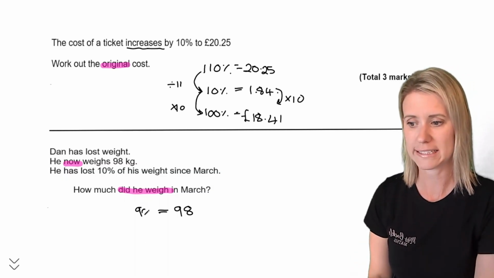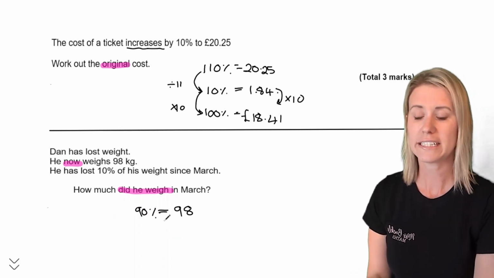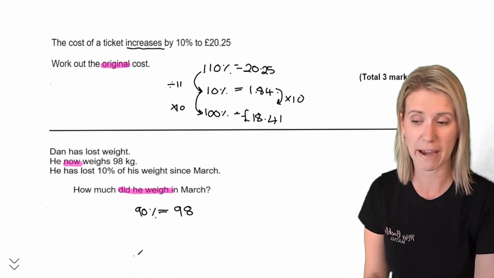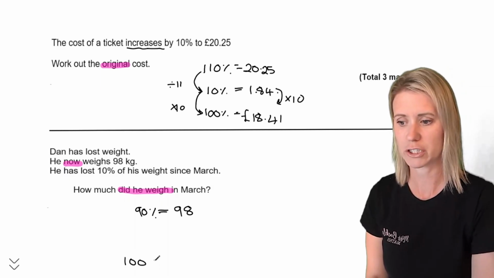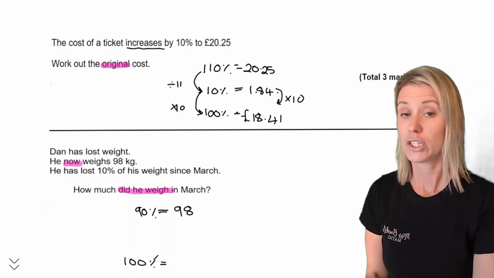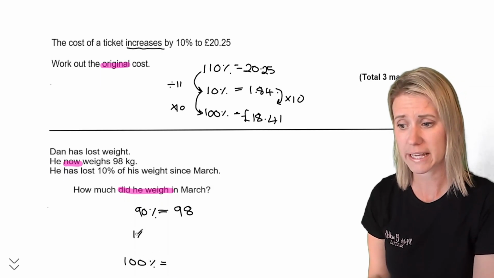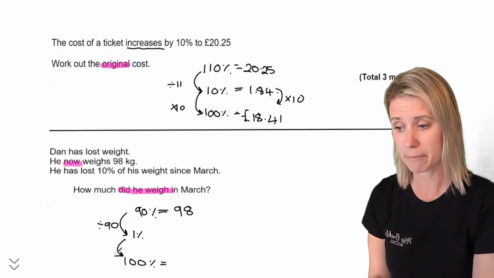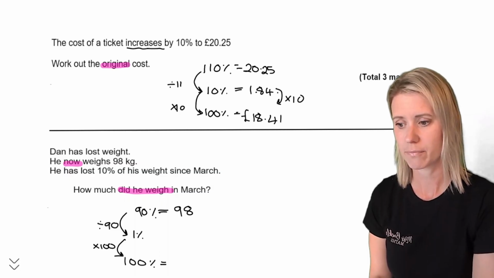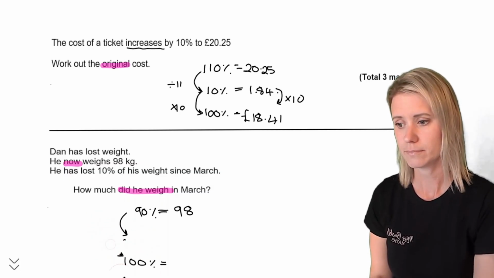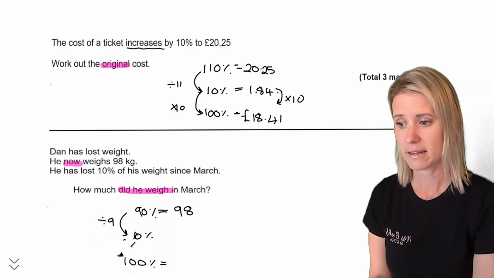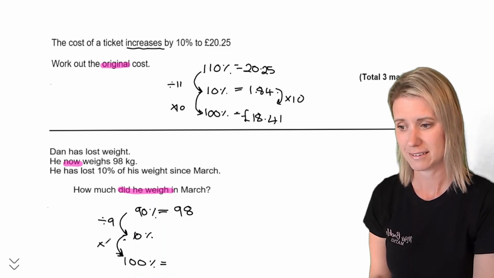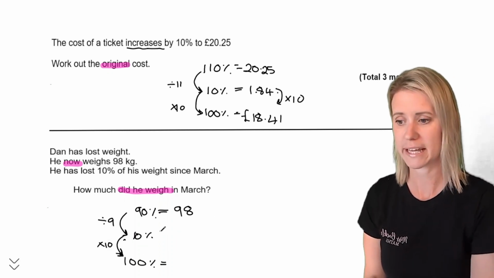We're now at 90%. So 90% is equal to 98. We need to go back to find out what the original was, the original 100%. Two ways again: either find 1% by dividing that side by 90 and then timesing it by 100 to get to the 100%, or we can find out what 10% is by dividing it by 9 and then timesing it by 10 once you've got that 10%.